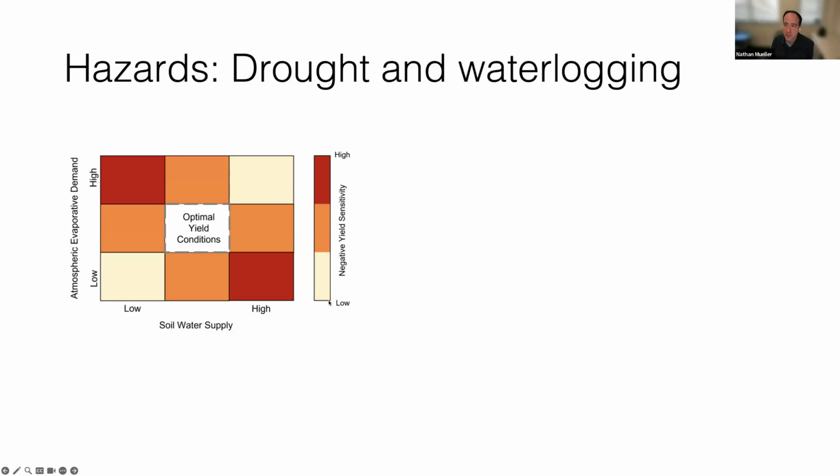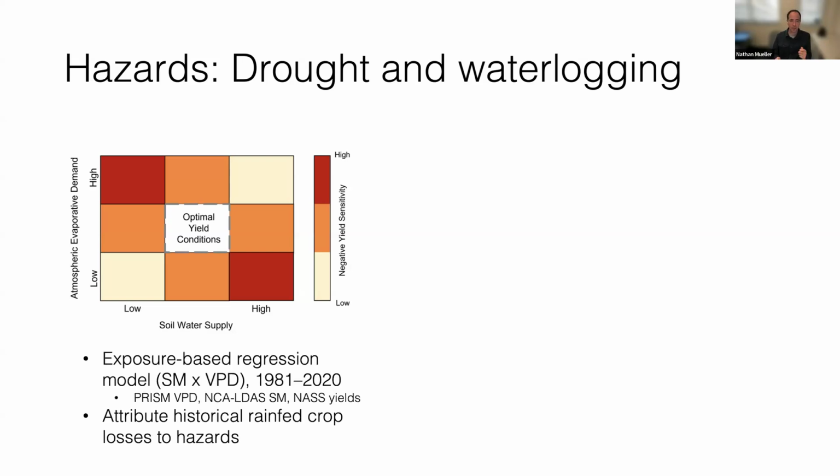So what we did is we put together a statistical model where we used PRISM weather data, USDA historical crop yields from the 80s. And we created this exposure-based regression model over this time period. We also used a soil moisture reanalysis product that was put together for the National Climate Assessment. And then we can attribute historical rain-fed crop losses to these different hazards.